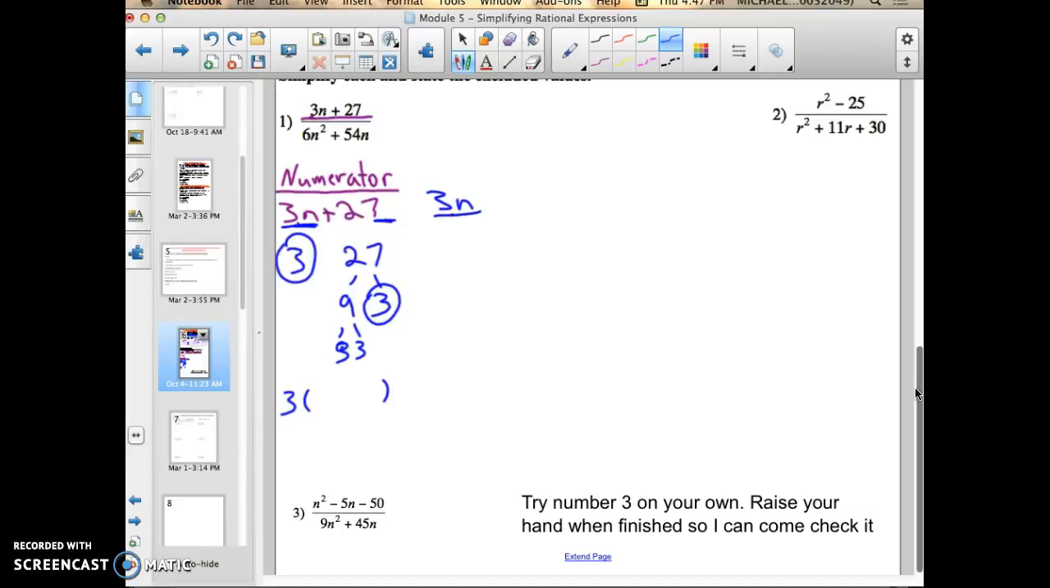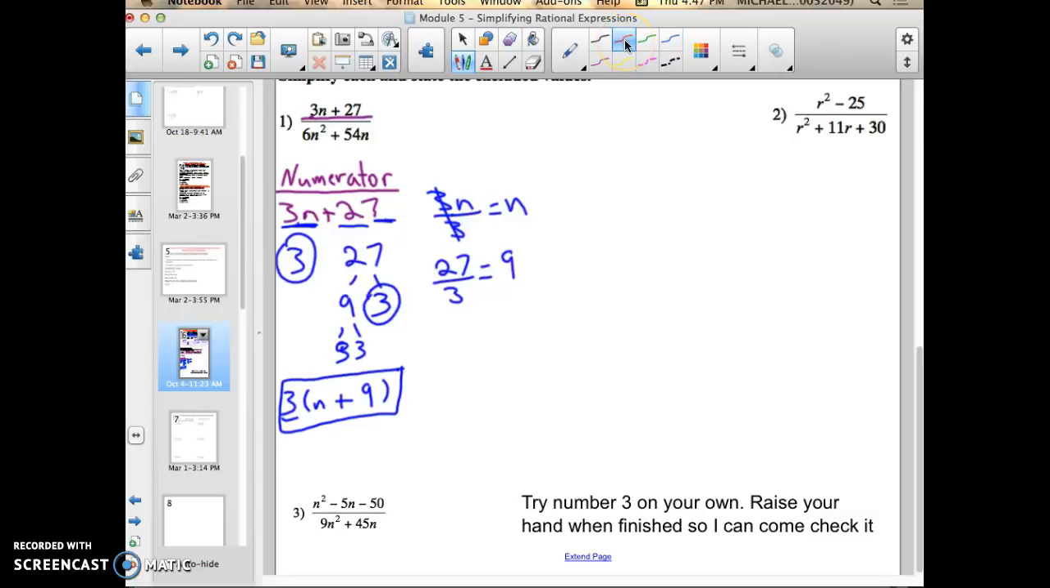So the first term divided by my GCF, 3 divided by 3 is 1, or they cancel out, so I'm just left with n. Then my second term divided by the GCF. In this case, 27 divided by 3 is 9. Positive 9, so I put plus 9. That is my numerator. All right? Hold on to that because I'm going to reference that again in just a little bit.